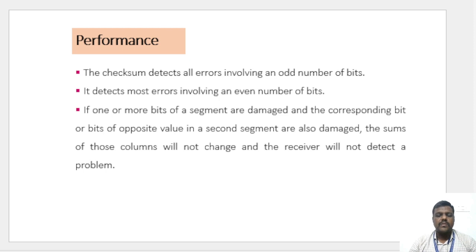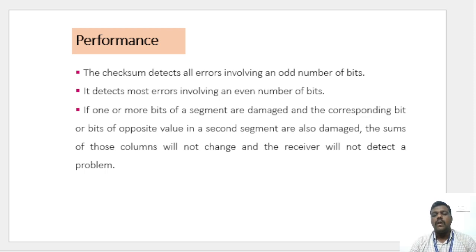The performance of the checksum is that it will find all types of errors involving an odd number of bits, and it tries to find burst errors. But there is a problem here. If one or more bits of a segment are damaged, and the corresponding bit of opposite value in the second segment is also damaged, the sum of those columns will not change.